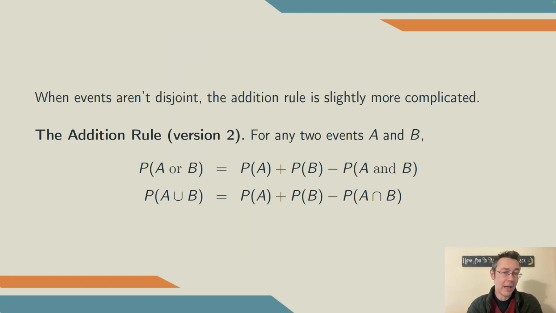When events are not disjoint, the addition rule gets slightly more complicated. It looks like this. The probability of A or B is the probability of A plus the probability of B, just like before, minus the probability of A and B. And sometimes instead of A and B, we write and say A intersect B. And that just means A and B.